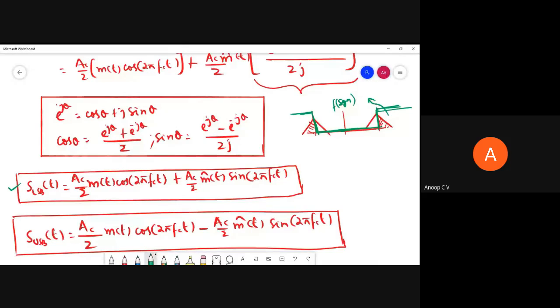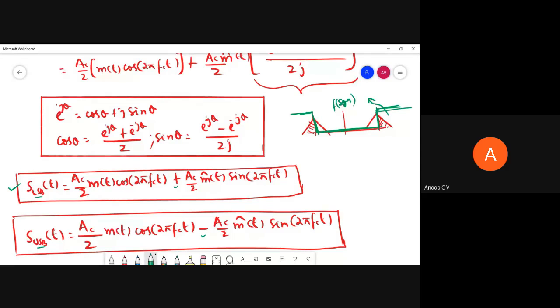It is the expression: Ac by 2 m of t cos 2 pi fct plus Ac by 2 m cap of t sin 2 pi fct. So if only LSB is retained, it is plus here. Instead of that, if only USB is retained, it will be minus here. So please do keep that in mind while solving problems.